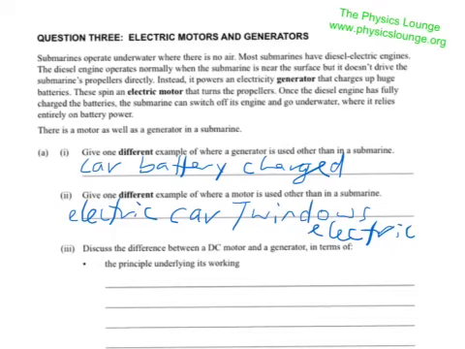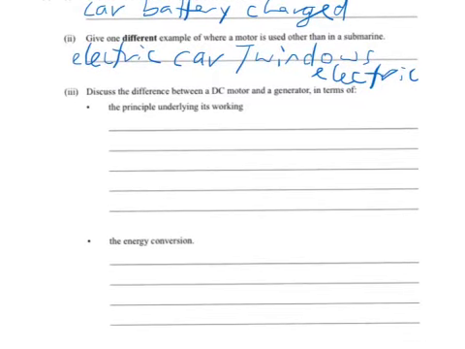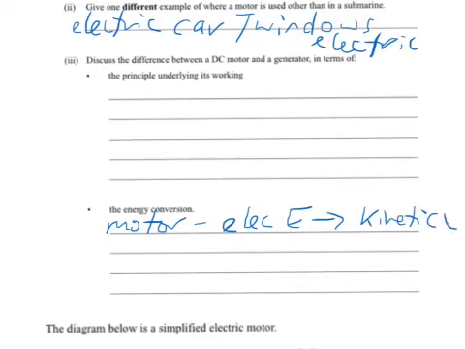Anyway, moving on. Question 3, because this is another long question. Discuss the difference between a DC motor and a generator in terms of two things: the principle underlying its working and the energy conversion. The energy conversion is probably an easier place to start, because for a motor you're taking electrical energy and converting it into kinetic rotational energy.